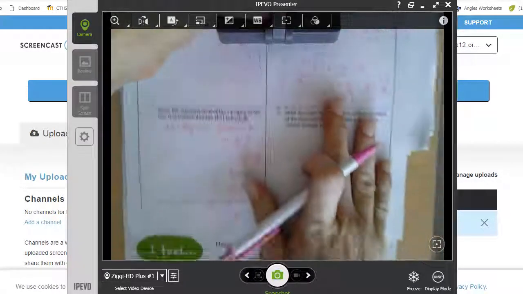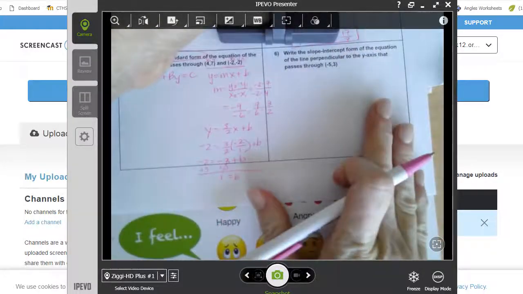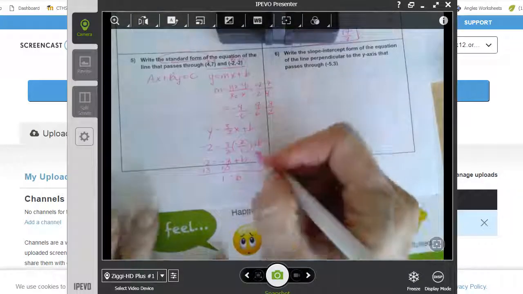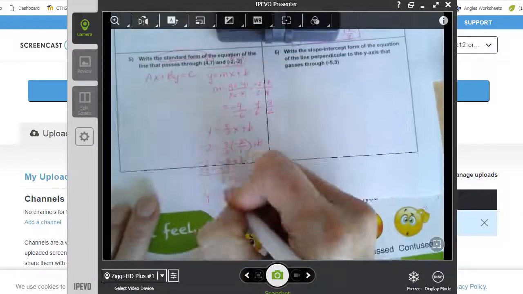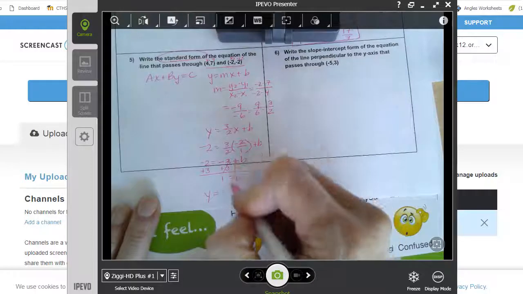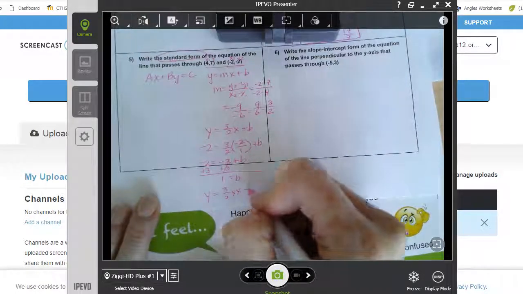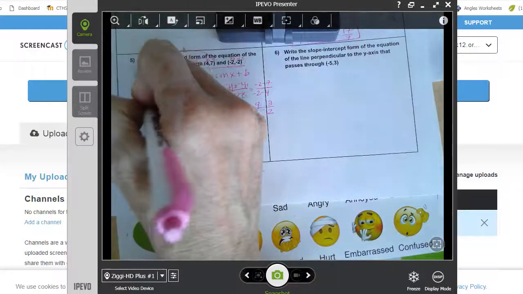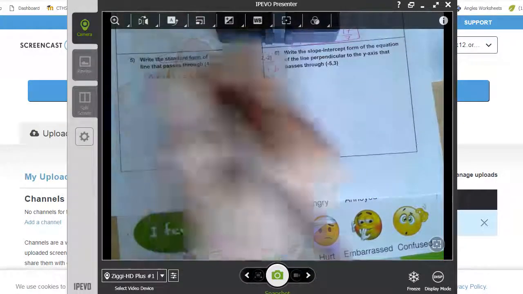Now I'm off the screen a little bit there. b is equal to 1. Okay. So now I've got my slope-intercept form. Y equals 3/2 x plus 1. So I'm going to use that now to convert. Y equals 3/2 x plus 1.